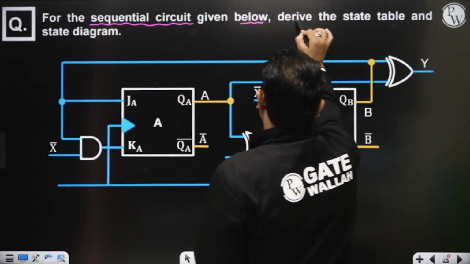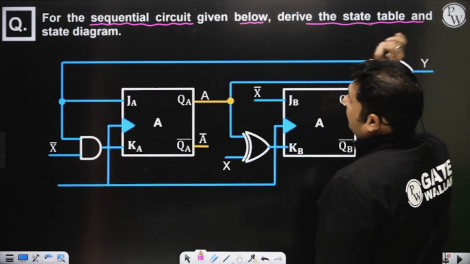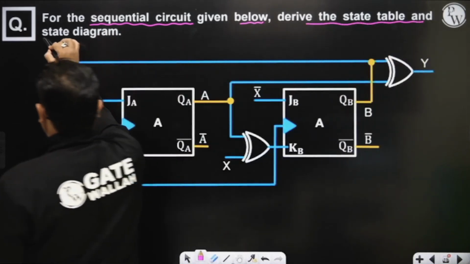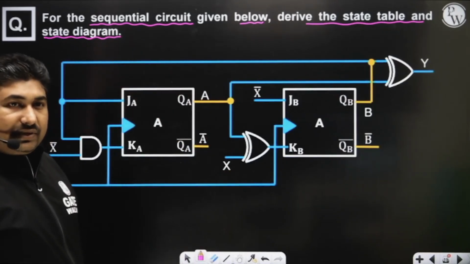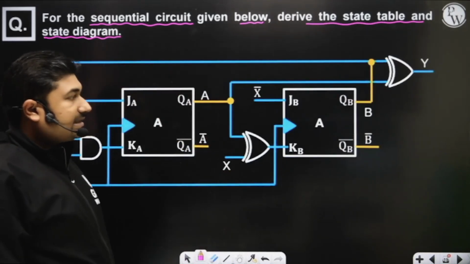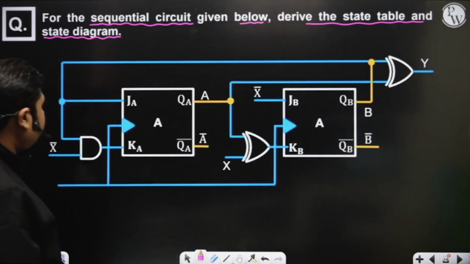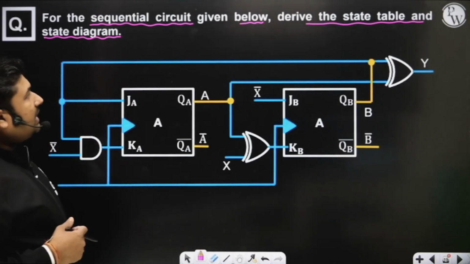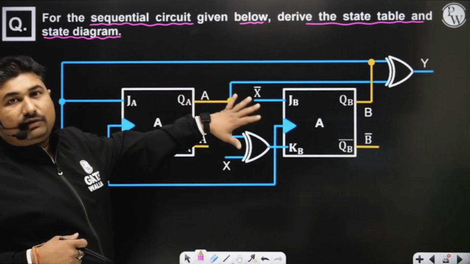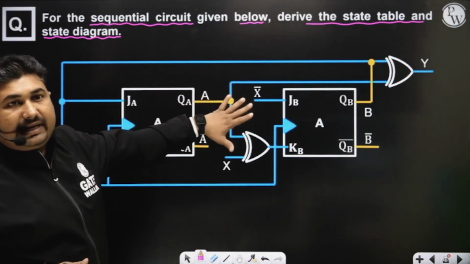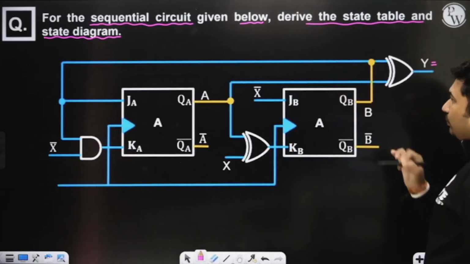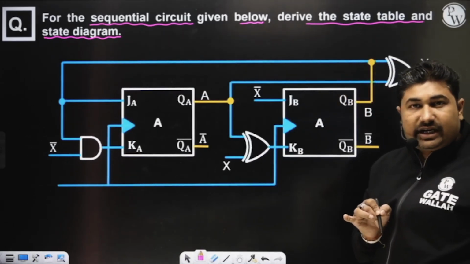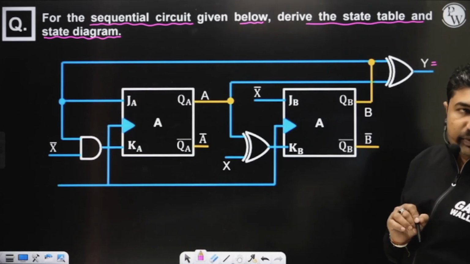Given below, derive the state table and state diagram. Now, a sequential circuit is given. You need to derive the state table and state diagram. Please observe here. How do you know about the type of this model, whether it is a Mealy model or a Moore model? Sir, we need to find whether output y is a function of present state only or present state and present input both.